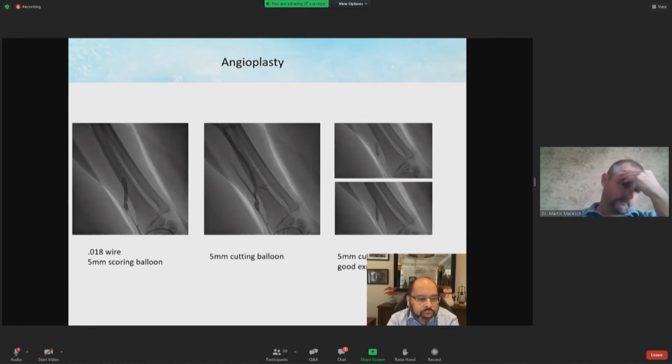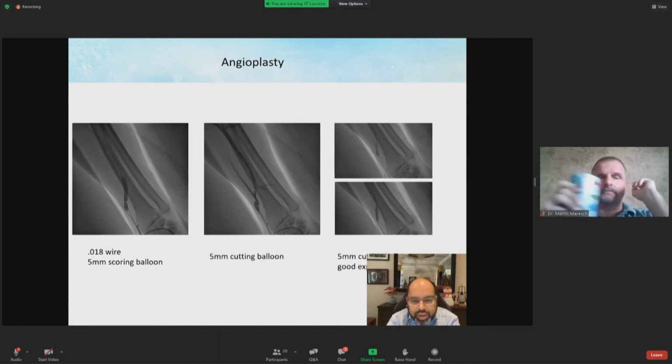We exchanged the 035 for a 018 wire. We tried a 5 millimeter scoring balloon, which didn't really work. Then we swapped for a 5 millimeter cutting balloon. The picture in the middle is an angiogram through the sheath to confirm the position of the cutting balloon to make sure it's not in the artery.